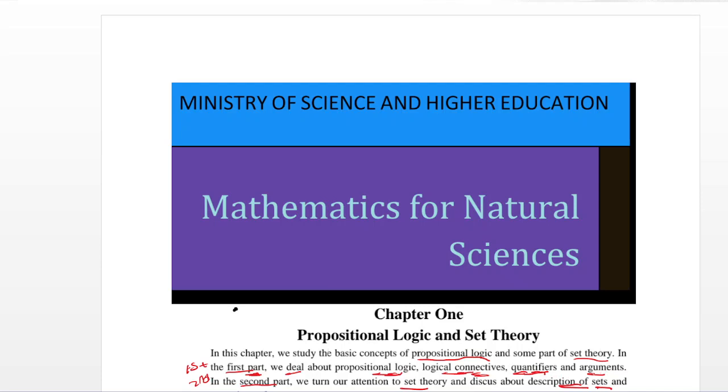Argument. What is argument? An argument can be classified as valid or invalid. When can we say it is valid and when can we say it is invalid? We will see all about this.